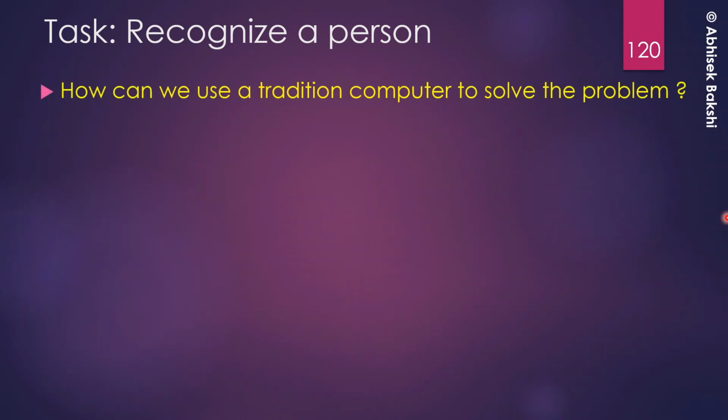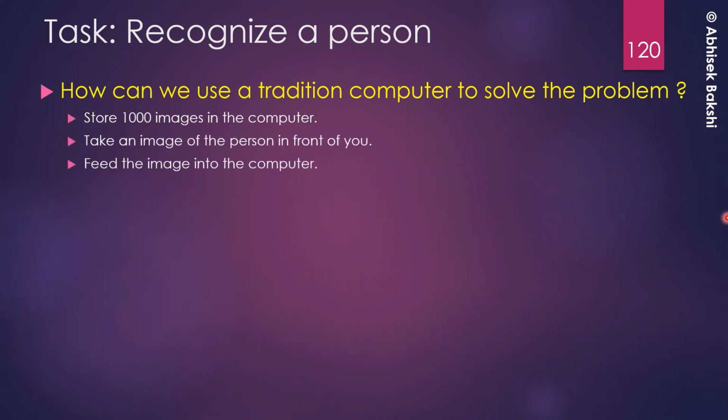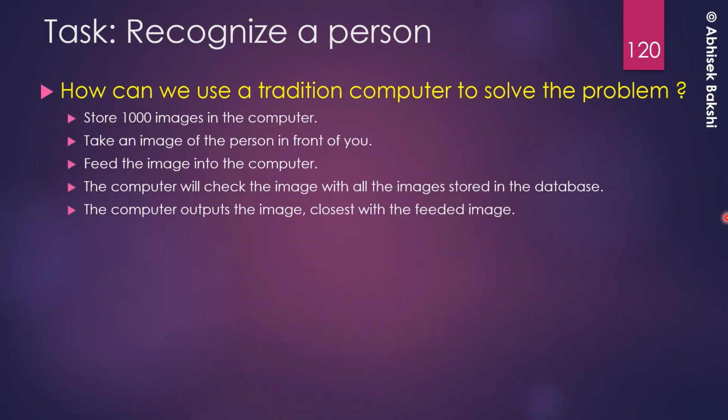There can be several steps a computer can follow. Like, we can assume there are a lot of images stored in a computer, and you have an image that you want to check among those set of images stored in the computer, which is the image that is closest to the image that you have. So the image will be fed to the computer. There will be some algorithm.